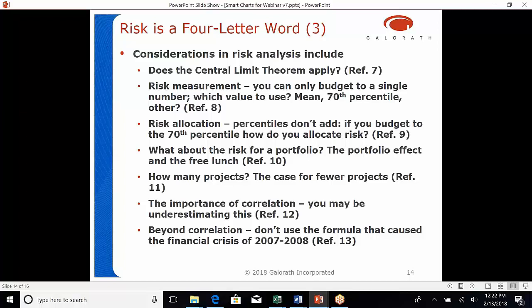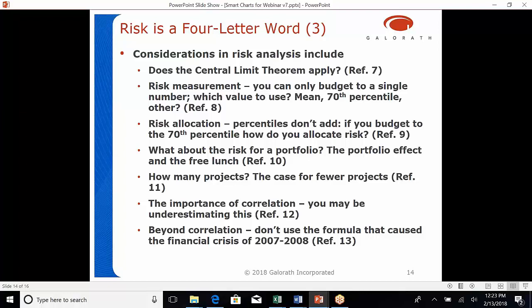Risk measurement. So when we do a risk analysis, and tools like SEER will give you an S-curve, it gives you an infinite number of numbers to choose from. Well, when you set a budget, you can only budget to a single number. What value should we use? There's some government policy on this. NASA explicitly mentions the 70th percentile and the 50th percentile for a joint confidence level that includes both cost and schedule. The Department of Defense at one time was advocating the 80th percentile.